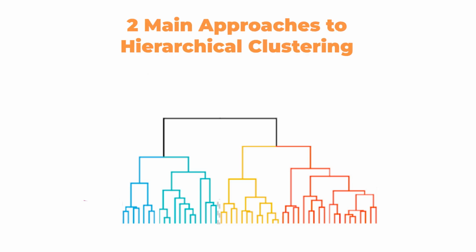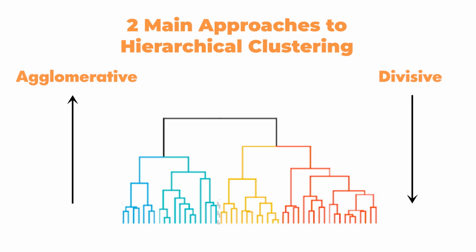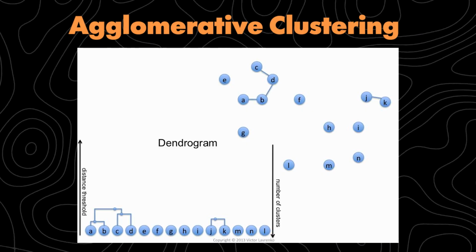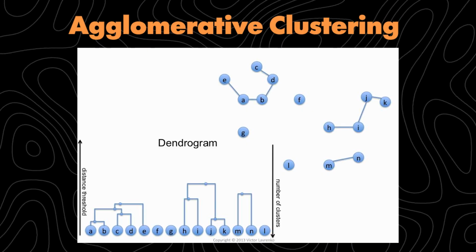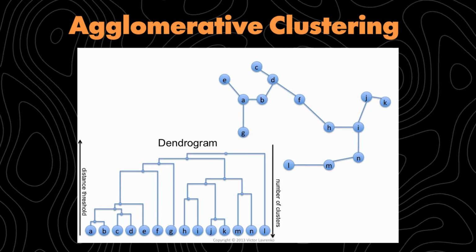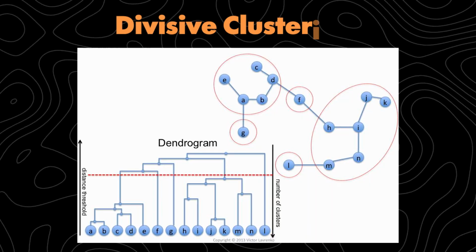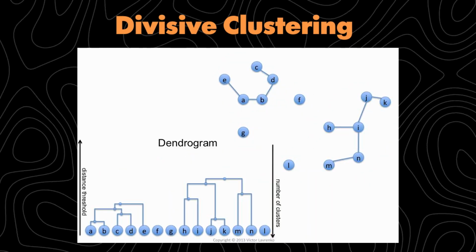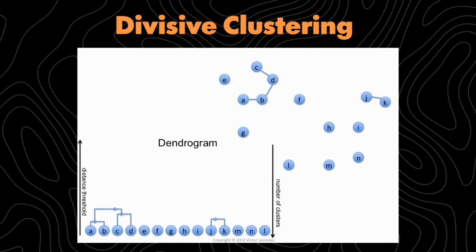There are two main approaches to hierarchical clustering: agglomerative and divisive. Agglomerative clustering. This bottom-up approach starts with each data point as its own cluster. Pairs of clusters are then merged based on their similarity or distance, continuing until all points are combined into one large cluster. Divisive clustering. In contrast, this top-down approach begins with all data points in a single cluster and recursively splits them into smaller clusters.